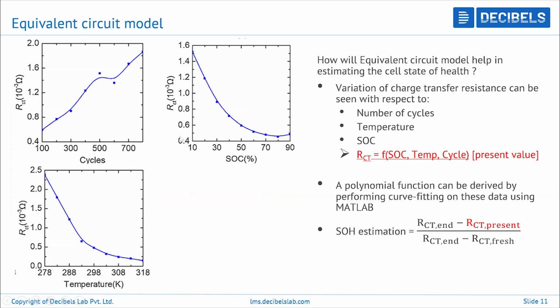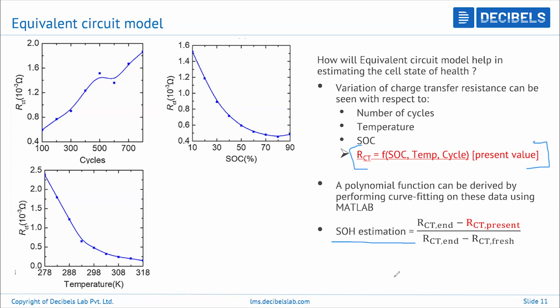Here you can have an overview of how the graph is characterized over the cycle numbers, over the SOC, and over temperature. All of this has been experimentally determined over continuous cycling and at different SOC values and different temperature values. The values of the charge transfer resistance, as an example, have been plotted here. And there are some interpolating functions or polynomial functions that can be derived by performing curve fitting. From there onwards, you are able to derive RCT as a function of SOC, temperature, and cycle number, and then create a model that gives you an SOH estimate.